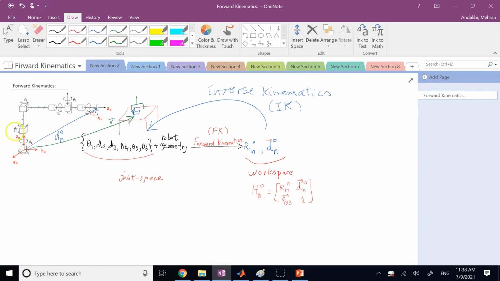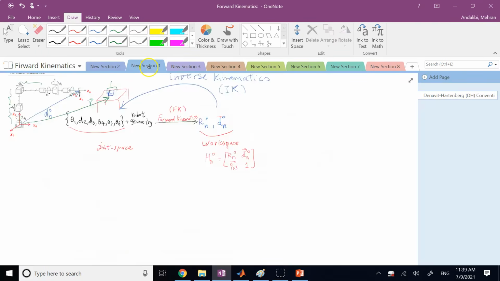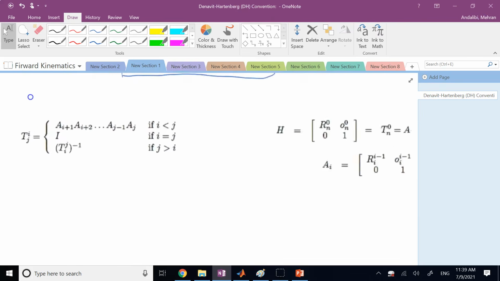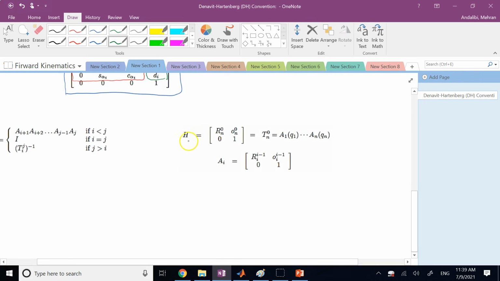Why? Because the first A matrix will take me from frame 0 to frame 1. The next one takes me from frame 1 to frame 2. The next one takes me from 2 to 3, and so on. So if I have this sequence of A matrices from the first A all the way to the last A, and I pre-multiply them, it can take me directly from base to what? To the end effector. And that is exactly what you can see here. If I want H of n with respect to 0, which is telling me the rotation matrix of n with respect to 0 and the origin of n with respect to 0.